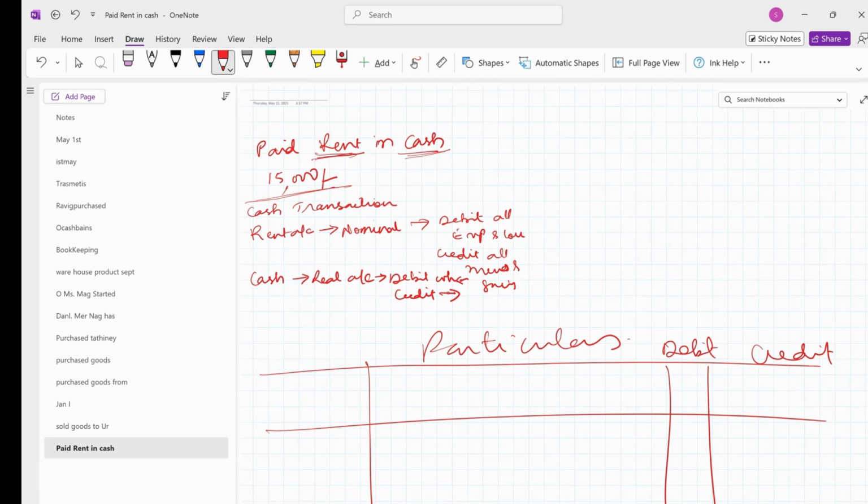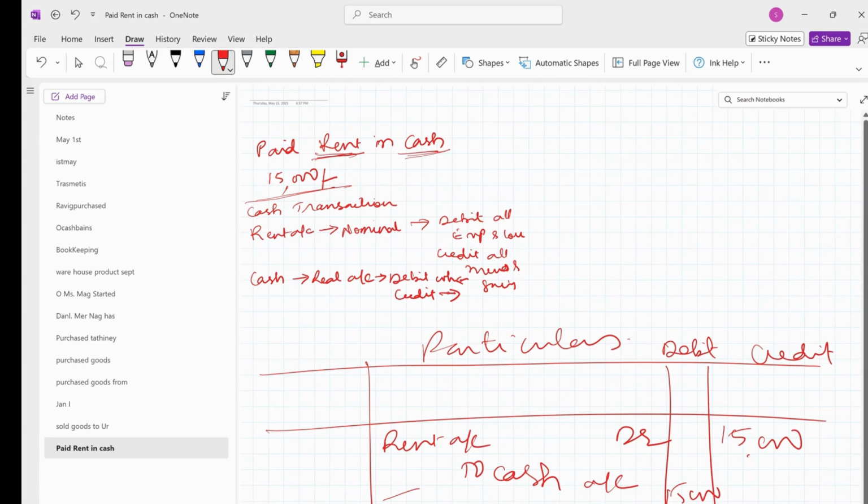Now rent comes to nominal account. Nominal account rule is debit all expenses and losses. When you are paying rent, is it an income or an expense? Expense. So first line: rent account debtor to. And when you are paying rent, what is going out? Cash is going out. So to cash account, amount is 15,000. So being rent paid in cash. Okay. So take down this.